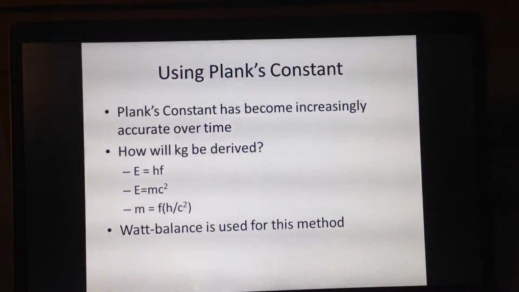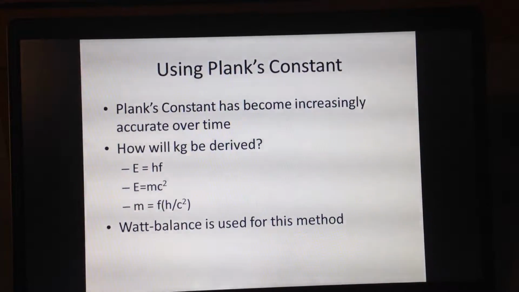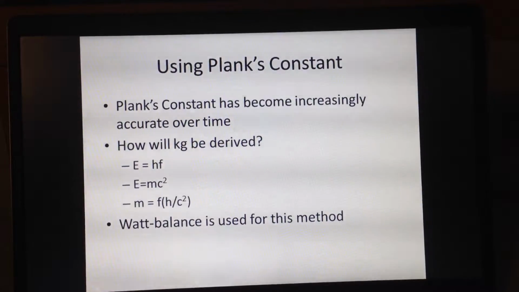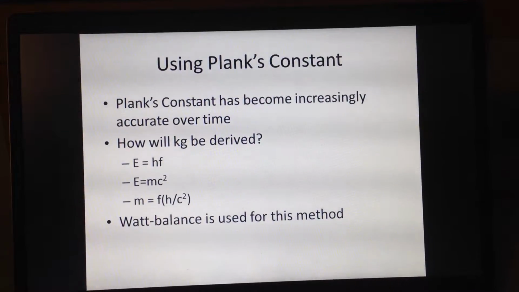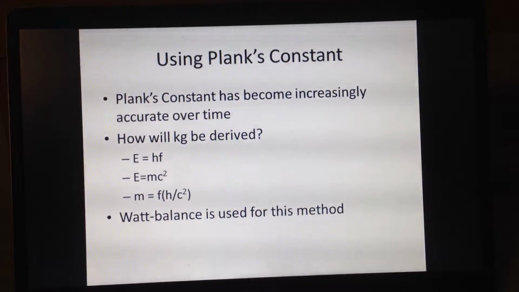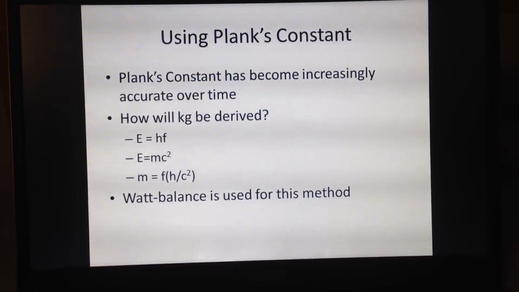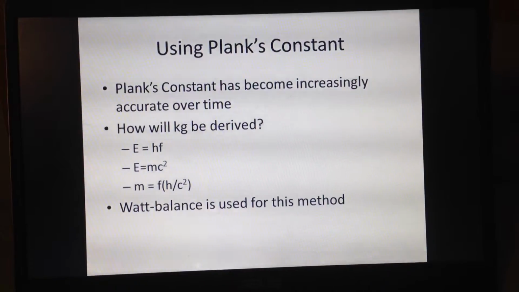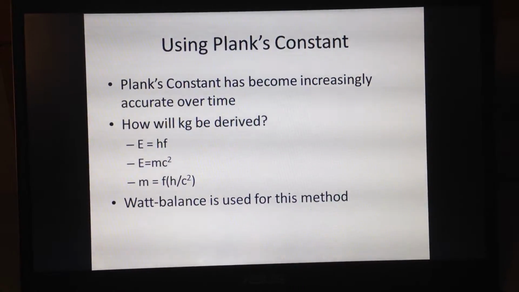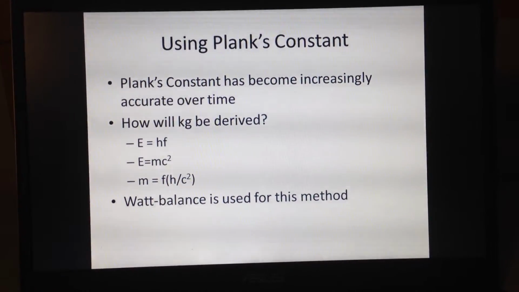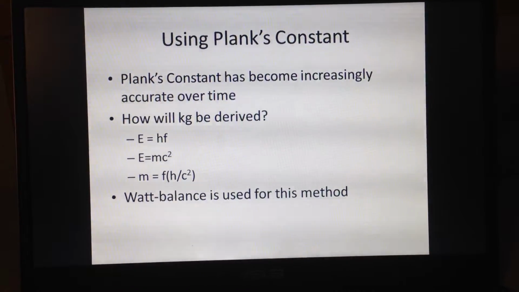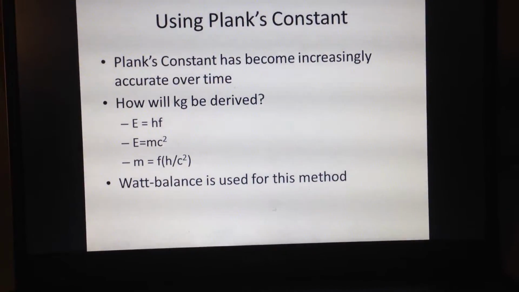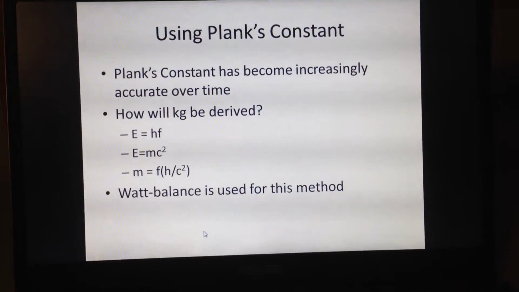Using this method, the kilogram will be defined using Planck's constant as measured by the Watt balance method. The equation E equals hf, which relates Planck's constant to quantized energy, will be used first. This value can then be plugged into the next equation, E equals mc squared, relating energy to mass. If we combine these two equations and solve for mass, we'll get m equals F times h divided by c squared.